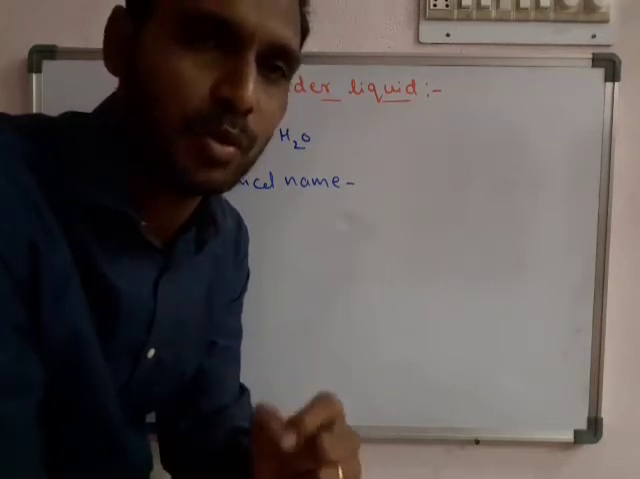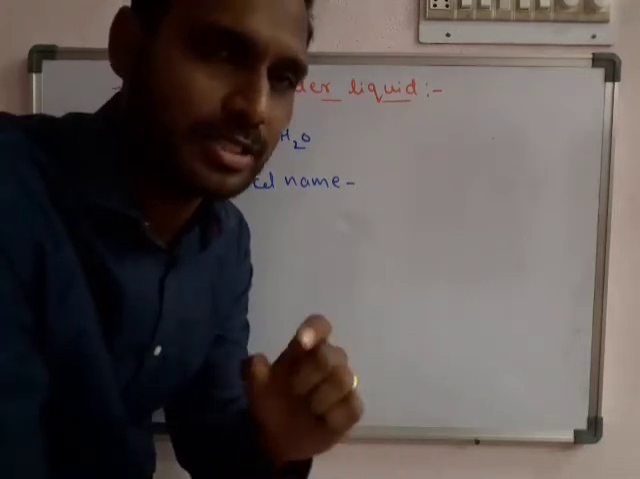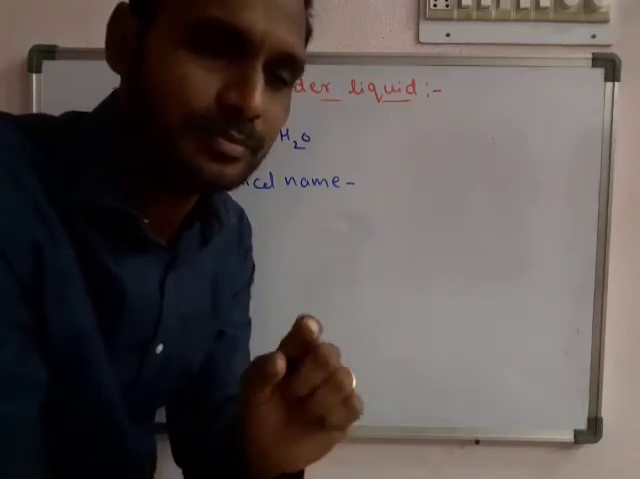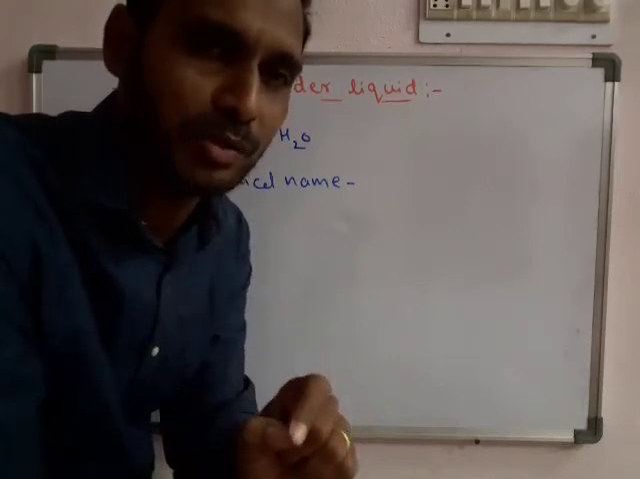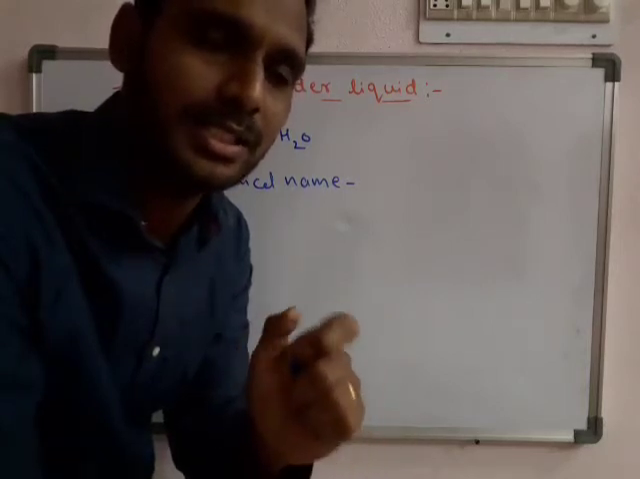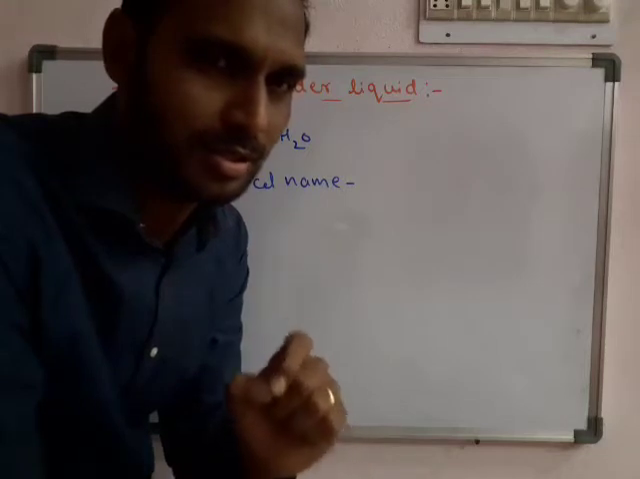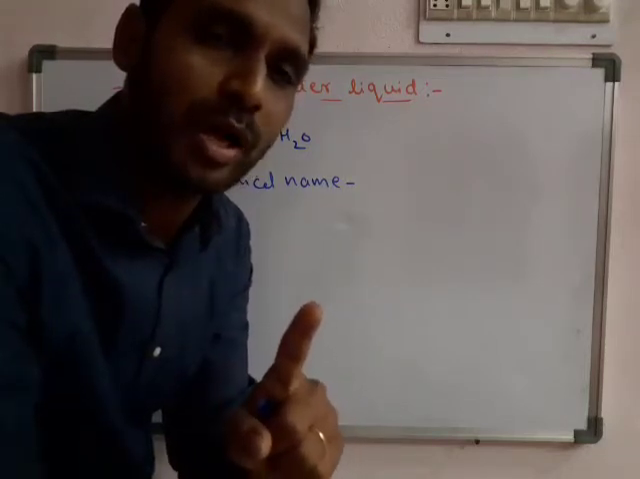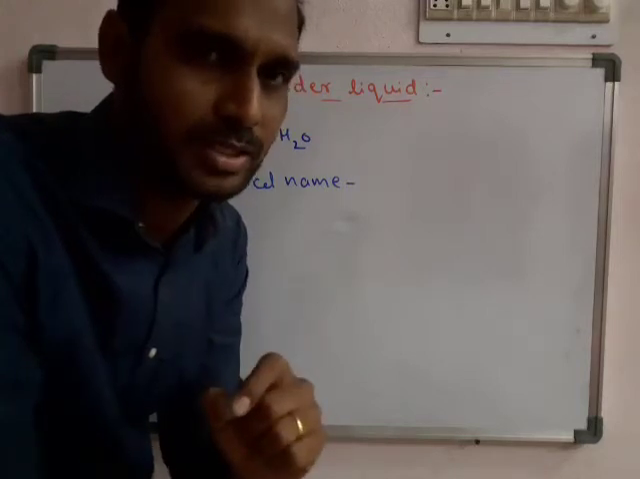What is meant by covalent bond? In further classes, in the next chapter, we discuss it. Just remember, in an H2O molecule, the two hydrogens and oxygen are connected by covalent bonds. Next, one H2O molecule has two hydrogen atoms and one oxygen atom.